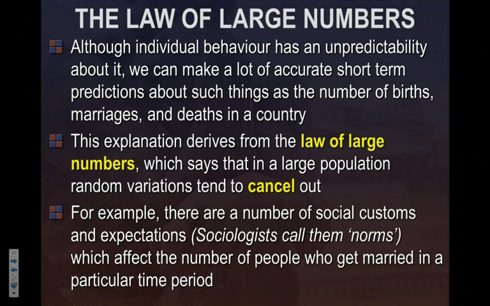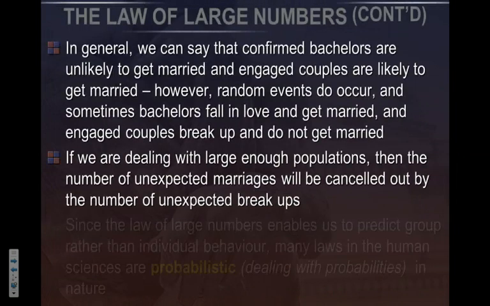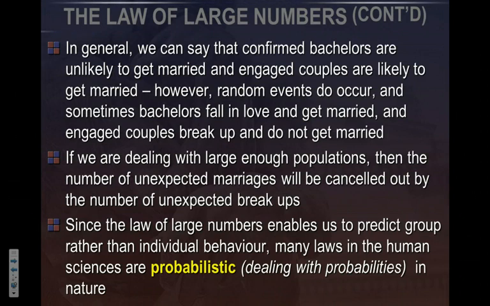So for example, there are a lot of customs, what sociologists call the norms within society itself, that will perhaps affect the number of people who get married in a time frame. So we could say that bachelors are unlikely to get married, and engaged couples are more likely to get married within a certain time frame. Say we look at a 3-month period, and we look at all the people who are bachelors, and within the same time frame, all the people who are engaged. It's more likely that the people who are engaged would have gotten married than the bachelors would have had some whirlwind romance and gotten married within that same time frame.